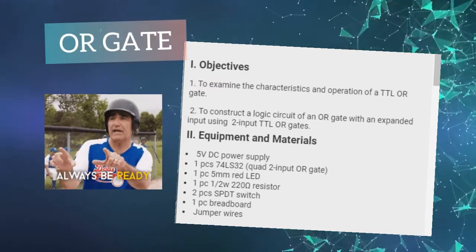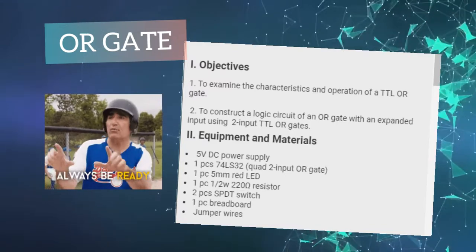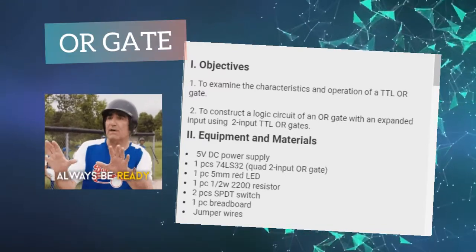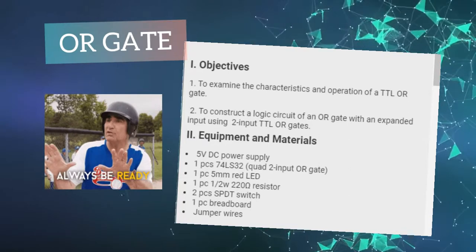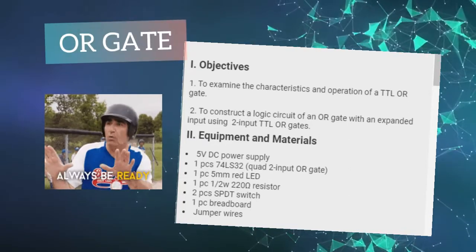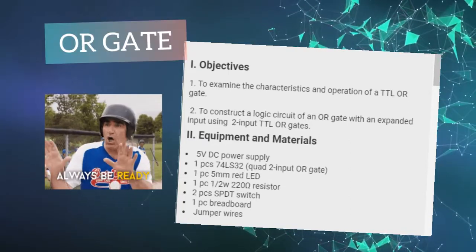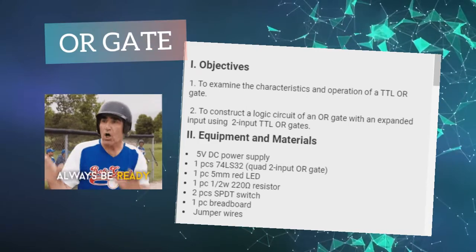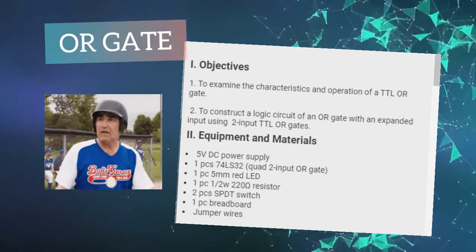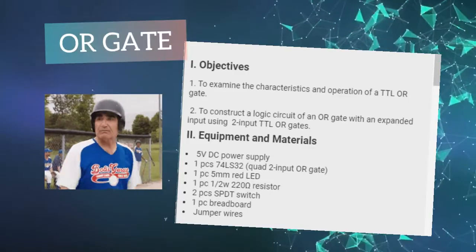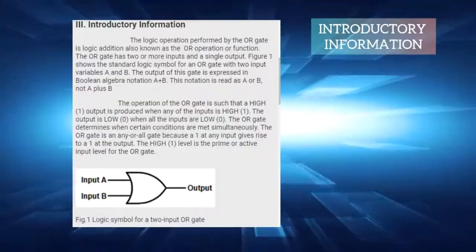While here are the equipment and materials that we're gonna need: 5 volts DC power supply, 1 piece of 74LS32 quad 2-input OR gate, 1 piece of 5mm red LED, 1 piece of 1/2 watt 220 ohms resistor, 2 pieces of SPDT switch, and 1 piece of breadboard and some jump wires.